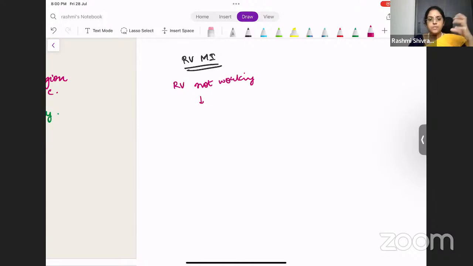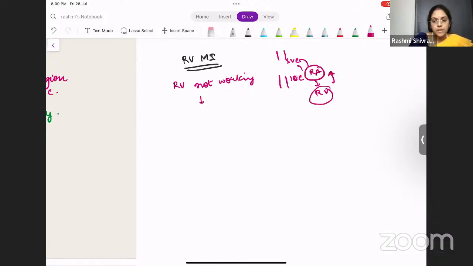Right atrium, we have the SVC and IVC. So SVC, superior vena cava, and the inferior vena cava come into the right atrium. And then from there, it goes into the right ventricle. So when the right ventricle is not functioning, there is pooling of blood in the right atrium. Isn't it? There is pooling of blood in the right atrium. So when there is pooling of blood in the right atrium, what happens?